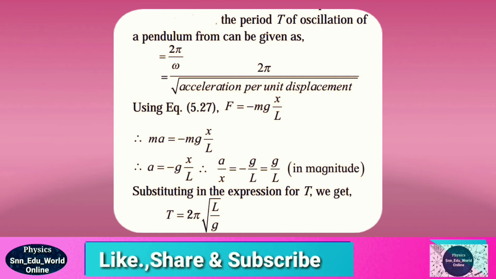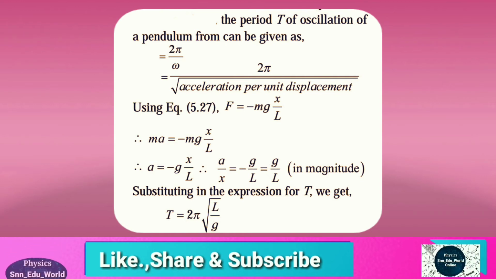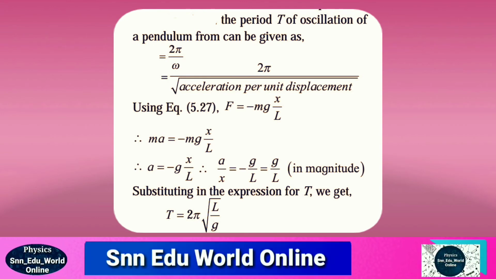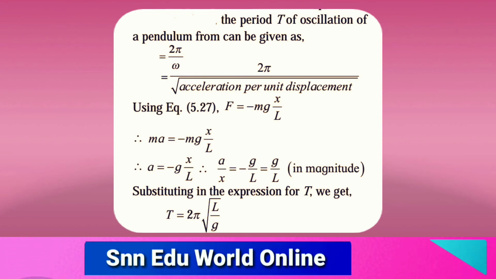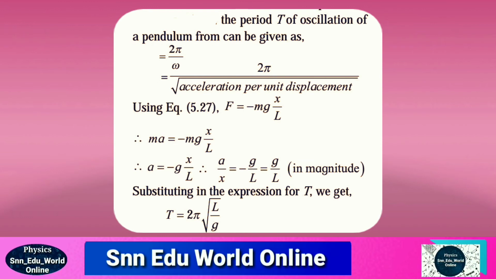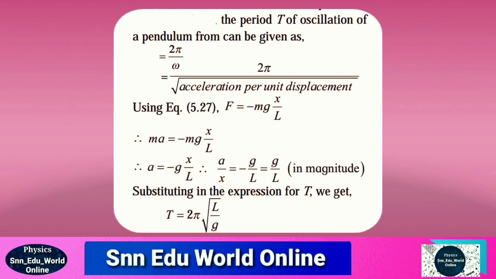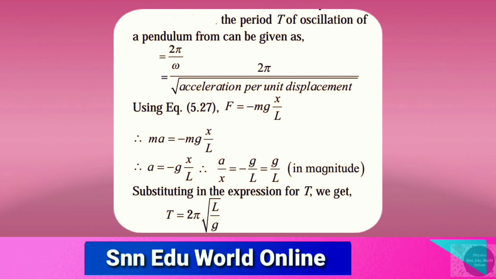So substituting in the expression of time period T, we get T = 2π square root of L by g, as in the denominator we are getting g by L in the square root. So after solution we get L by g in the square root, multiplied by 2π. This is the expression for the time period.